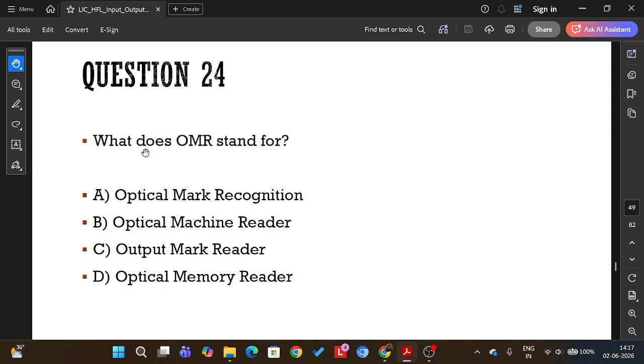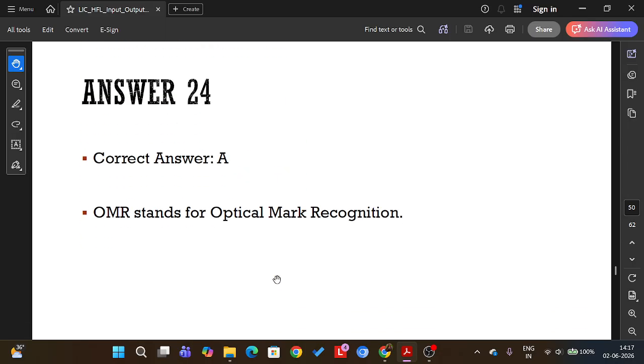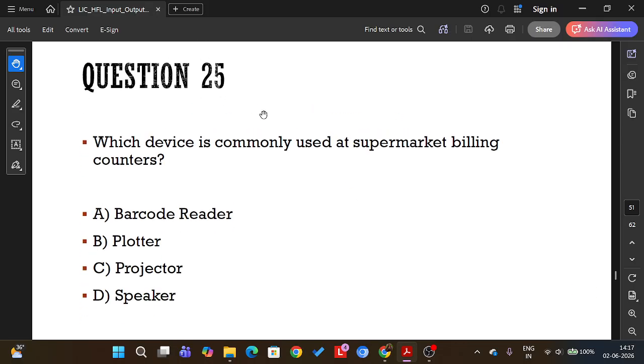Question 24. What does OMR stand for? Optical mark recognition, optical machine reader, output mark reader, optical memory reader. So our answer would be OMR stands for optical mark recognition. You mark your answers on the sheet and using light, those answers which are dark are taken as the output. So optical mark recognition.